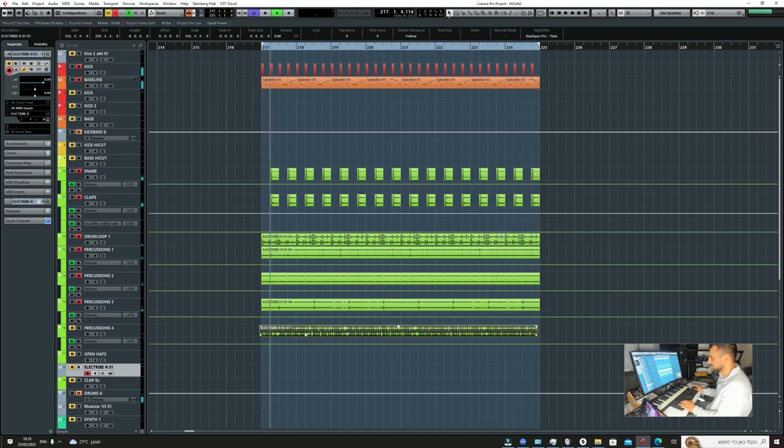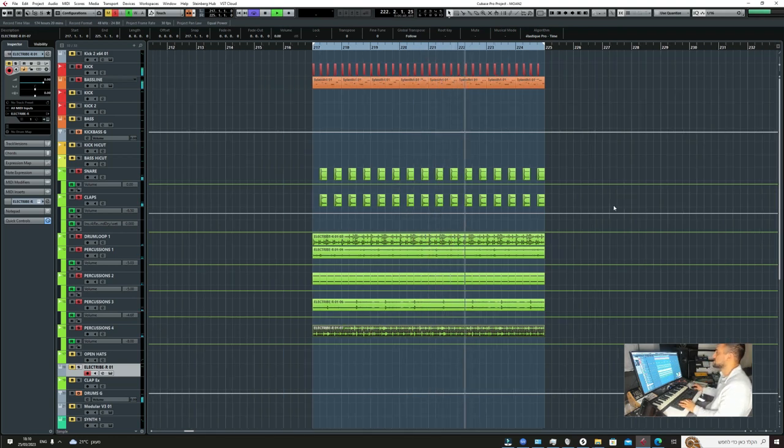Another metallic percussion, and this sound is the cherry on the cake. This sound is amazing.